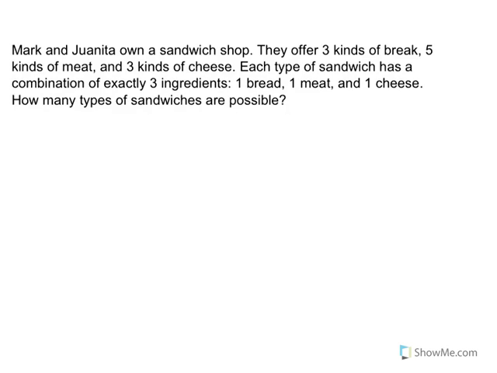The next problem we are going to look at is a permutation combination type problem. It says, Mark and Juanita own a sandwich shop. They offer 3 kinds of bread, 5 kinds of meat, and 3 kinds of cheese. Each type of sandwich has a combination of exactly 3 ingredients: 1 bread, 1 meat, and 1 cheese. How many types of sandwiches are possible?